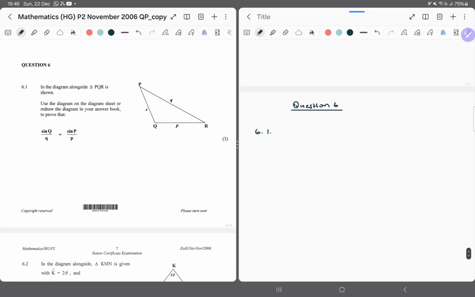All right. So now, guys, we have a situation. We're told in the diagram alongside, triangle PQR is shown. Use the diagram on the diagram sheet or redraw the diagram in your answer book to prove that. Now I'm not gonna redraw. I have a diagram right here. Sine of Q, this angle, over q, which is the side opposite that angle, is equal to the sine of P, there is P, divided by the side opposite that.